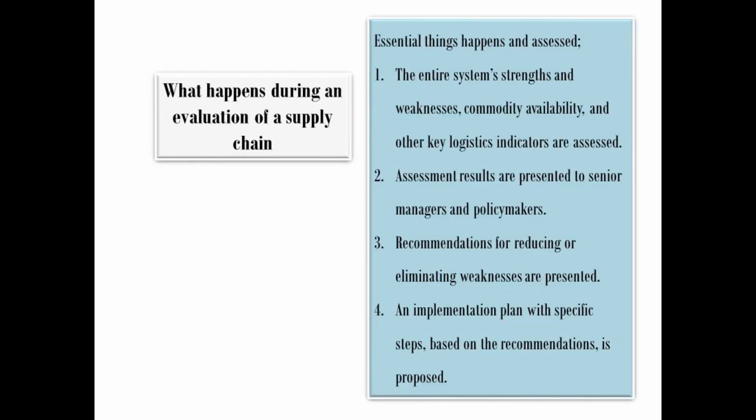What happens during an evaluation of a supply chain? Essential things happen and are assessed. 1. The entire system's strengths and weaknesses, commodity availability, and other key logistics indicators are assessed. 2. Assessment results are presented to senior managers and policymakers. 3. Recommendations for reducing or eliminating weaknesses are presented. 4. An implementation plan with specific steps, based on the recommendations, is proposed.